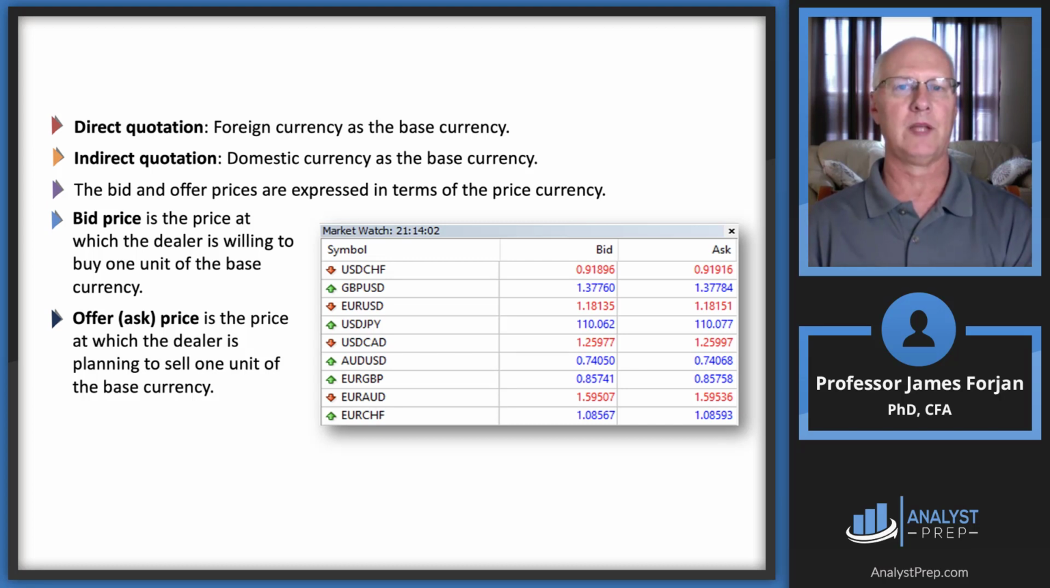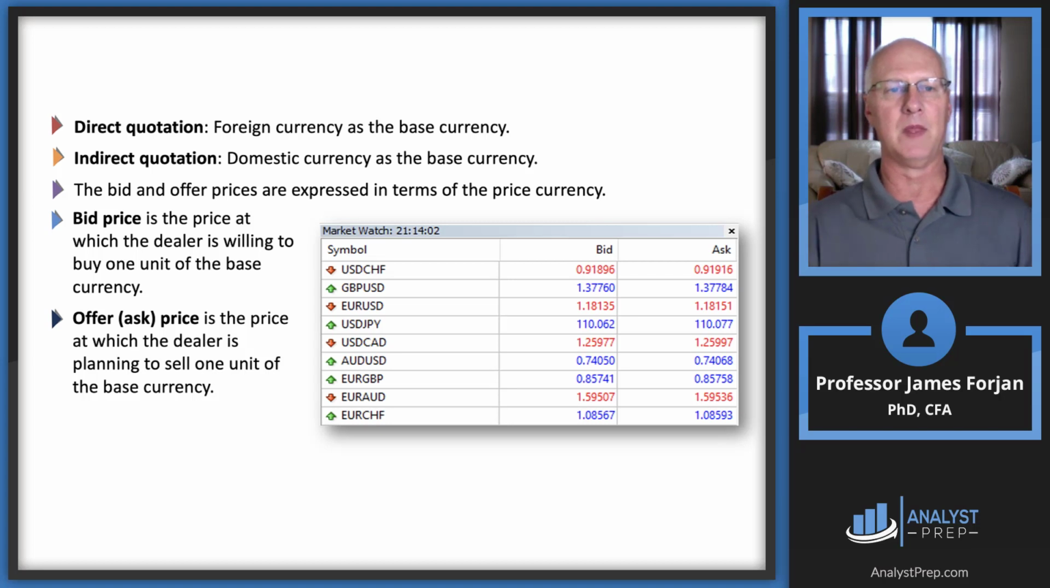The reading also makes a note to differentiate between a direct quotation, in which the foreign currency is the base currency, and an indirect quotation, in which the domestic currency is the base currency. But of course, just like on the floor of the New York Stock Exchange, and just like when you have markets throughout the world, there is a series of prices. One is called the bid price, one is called the offer price. Some people refer to it as the ask. I think this reading uses both terms, but most often it uses the offer price.